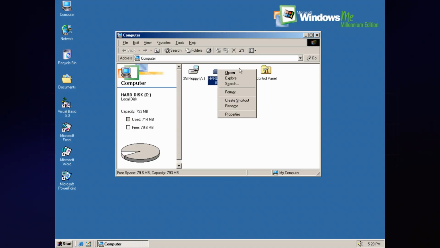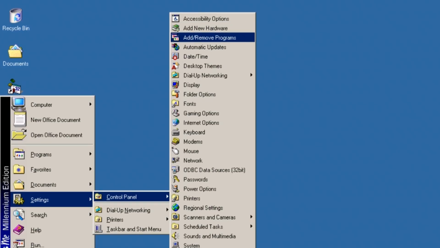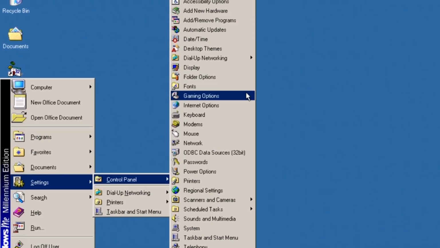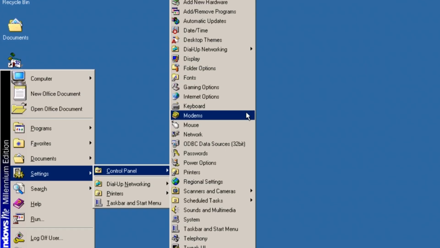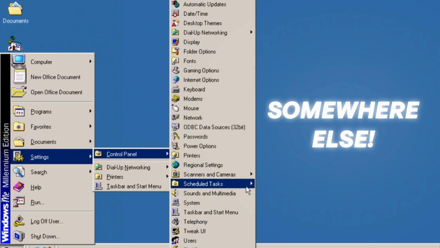Windows ME was released during this awkward transition period. It was basically Microsoft trying to squeeze one more consumer Windows release out of the old DOS-based architecture, while the future was clearly heading somewhere else.